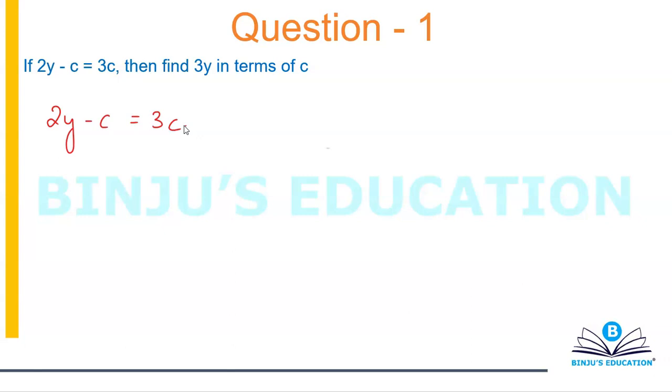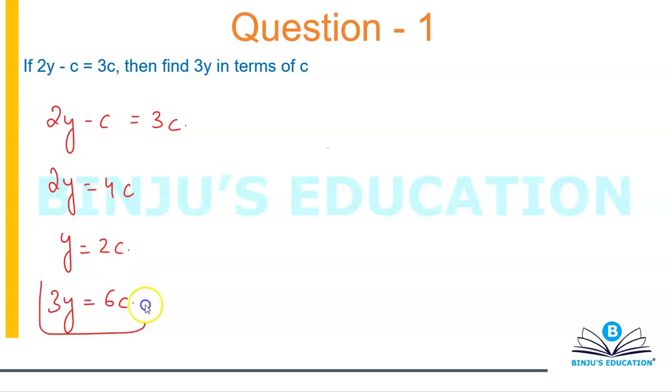So 2y minus c is equal to 3c, which means 2y is equal to 4c, which means y is equal to 2c. The question is to find 3y in terms of c. I need 3y, so I'm going to multiply both sides by 3. So 3y is equal to 6c, and that is your answer.